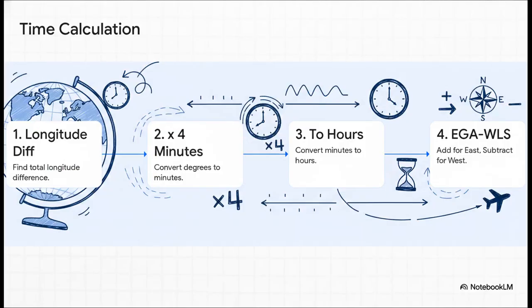Okay, let's put that 4-minute rule into practice. Say you need to find the time in Montreal when it's 5:30 p.m. in India. It sounds complicated, but it's really not. Step 1, find the difference in their longitudes. Step 2, multiply that number by 4 to get the time difference in minutes. Step 3, just convert that to hours. And finally, you just need to add or subtract depending on which way you're going.